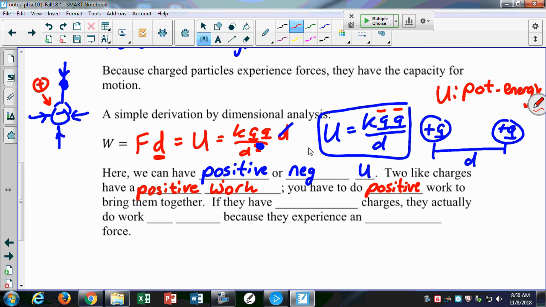Remember positive work? Oh, I'm sorry, we're out of time, aren't we? We go to 8:50? Yeah. All right, we'll pick up with this next time. Oh, your exams. You can pick those up on your way out.